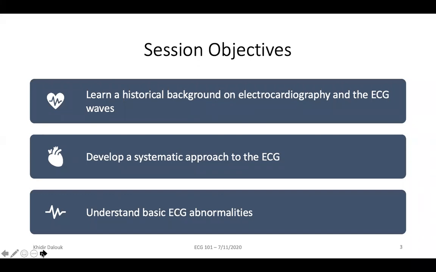The objective of our talk today is to give you a background history about the history of electrophysiology and electrocardiography and the genesis of the ECG waves, and to build up a systematic approach of how to read an ECG and have a basic understanding of some basic ECG abnormalities.